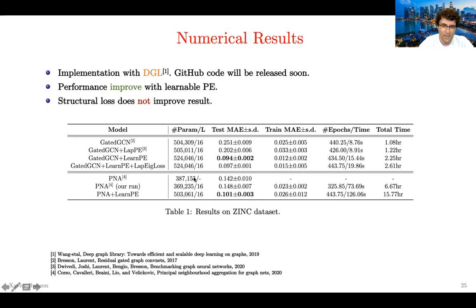This is PNA. The performance is 0.14. If we add this learnable positional encoding, then we can improve to 0.10. So we can see that we can improve message passing GNN architectures by adding this learnable positional encoding. Something surprising is that we don't actually improve the result when we add this structural loss of Laplacian eigenvector. So we might want to use maybe different losses.